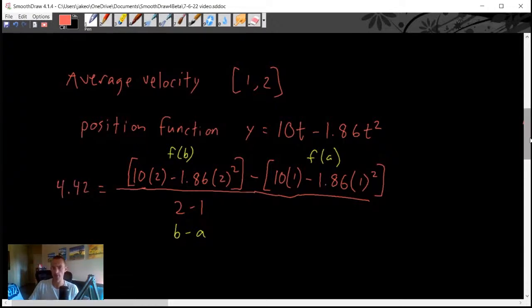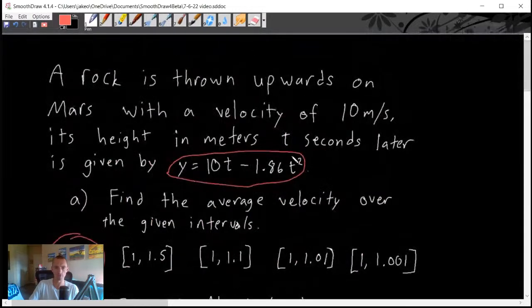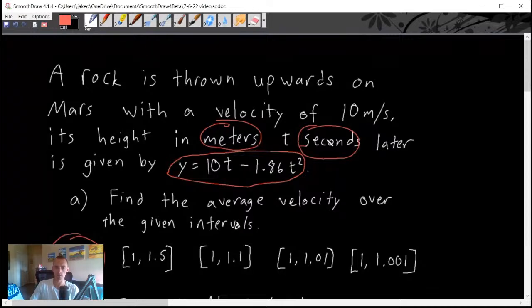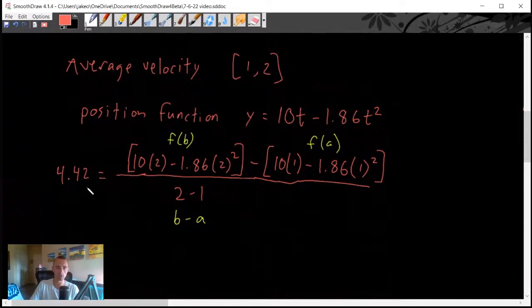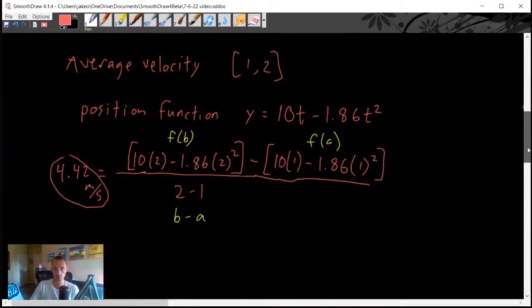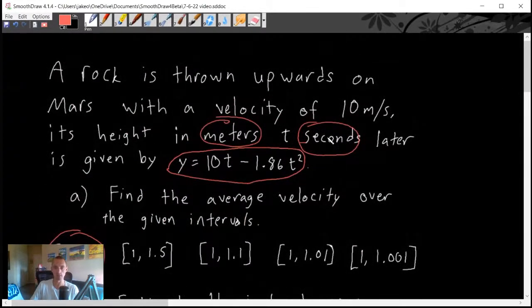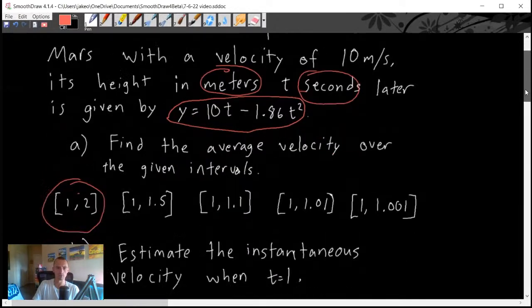Okay, so the other thing we need to consider is units. Keep in mind that our function outputted meters, and the input was t seconds. So if our output is meters and our input is seconds, that means our velocity is going to be meters per second. The units of your velocity are always going to be the output unit of your original function divided by the input unit of your original function. Okay, so that's the first one.